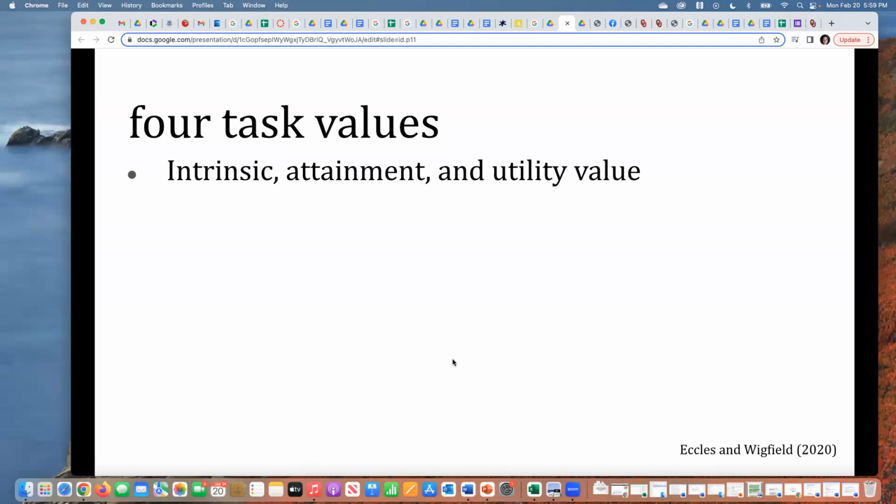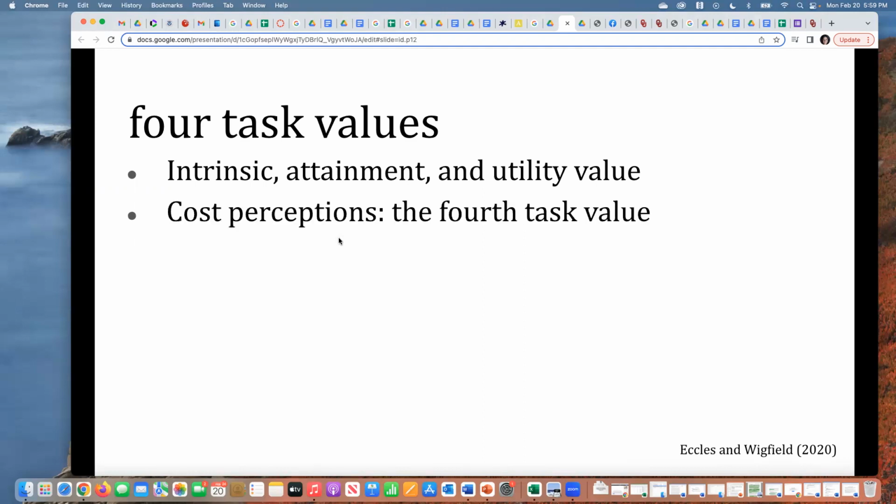So those are the 3 of the 4 "why do I want to do this" task values that are embedded within an expectancy value perspective. All of these map onto positive motivational beliefs. In other words, why do I want to do this rather than why do I not want to do this? And in more recent years, researchers have devoted a lot more attention to the 4th task value, which is actually a negatively valenced task value that's referred to as cost perceptions. In other words, what do students feel like they have to sacrifice in order to engage in a given task?